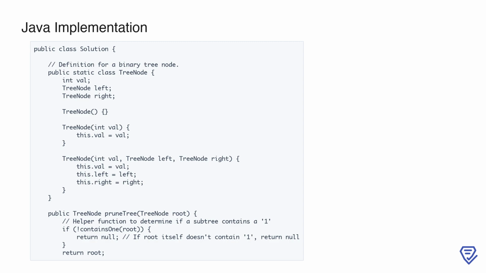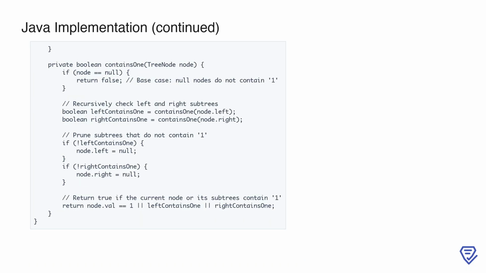Below this, we move to the main method, pruneTree. This method takes the root of the tree as input and immediately calls a helper function, contains1, to check if the tree contains the value 1. If the tree does not contain any 1, the entire tree is pruned by returning null. However, if the root contains or leads to a subtree with 1, we simply return the root as is.